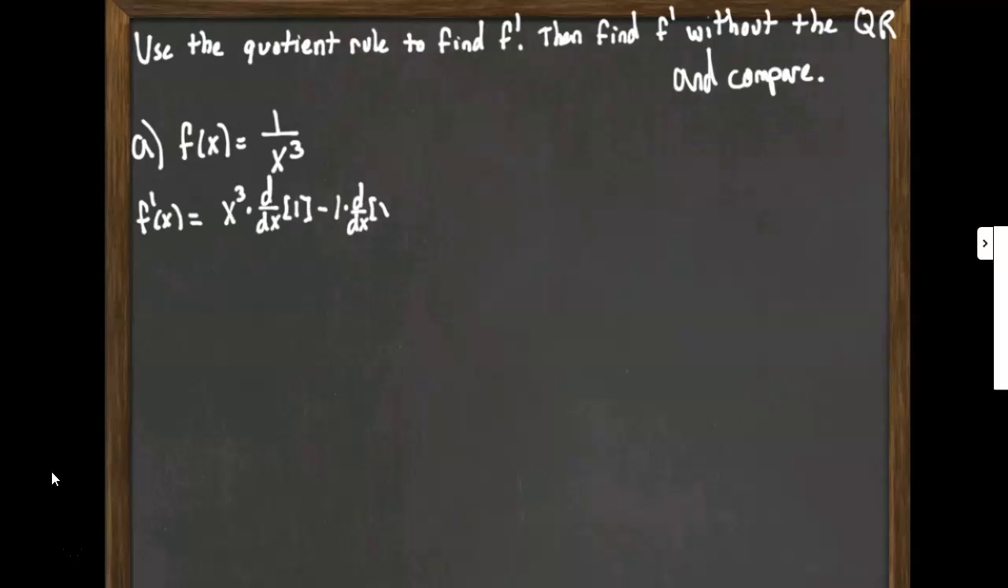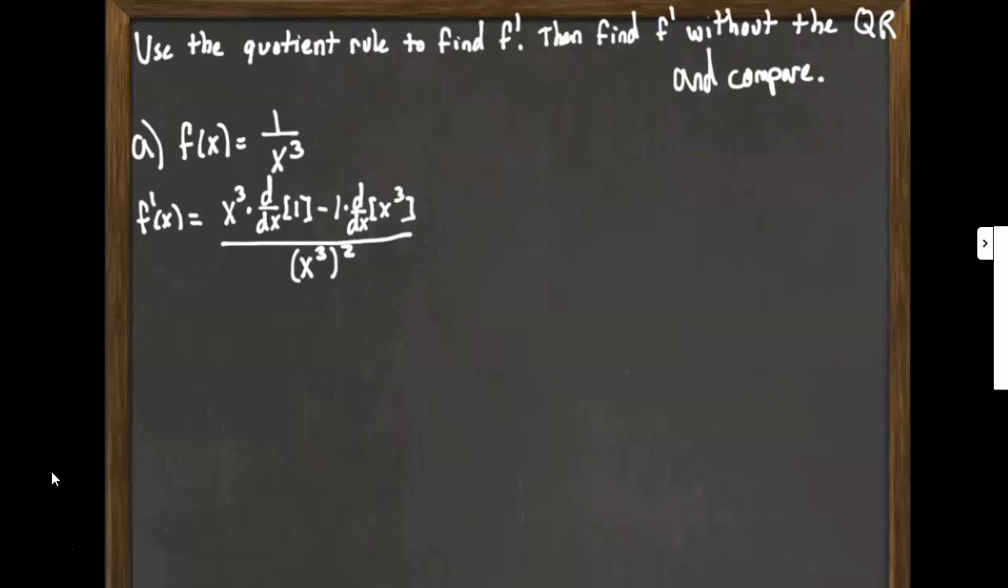is the bottom function times the derivative of the top. So in this case, x cubed times the derivative of 1, minus the top times the derivative of the bottom. So minus 1 times the derivative of x cubed. And then that's all over the bottom function squared. So here, x cubed squared.